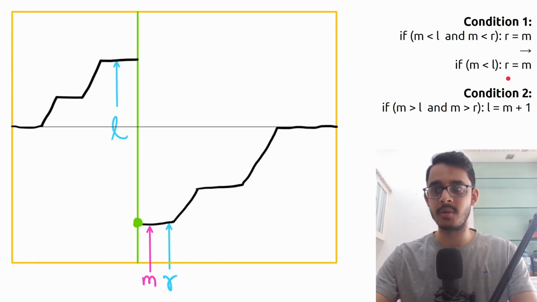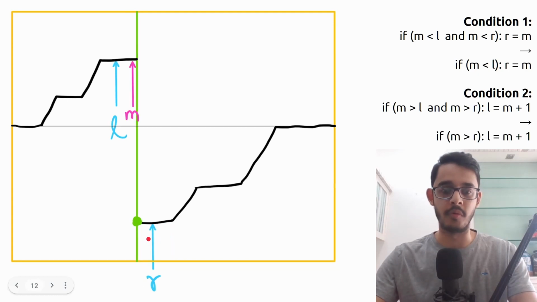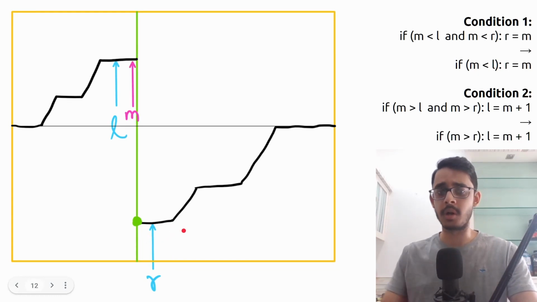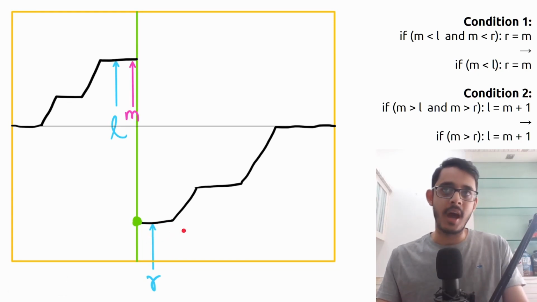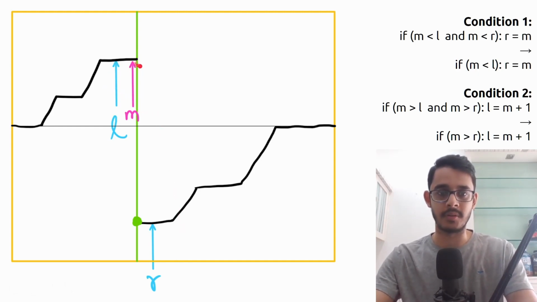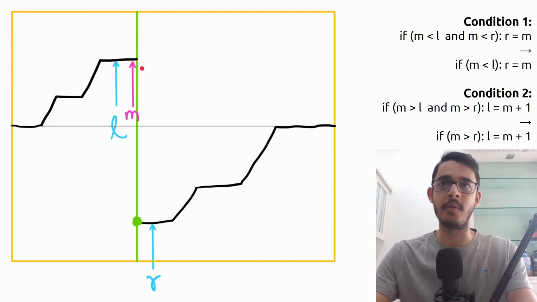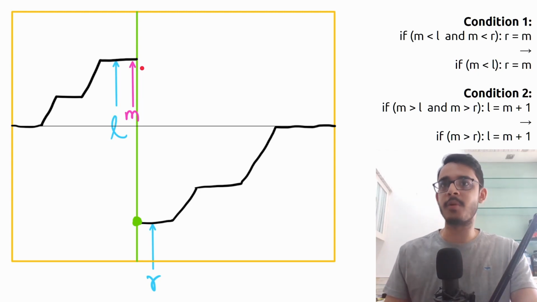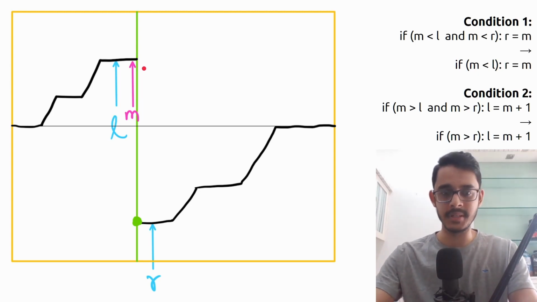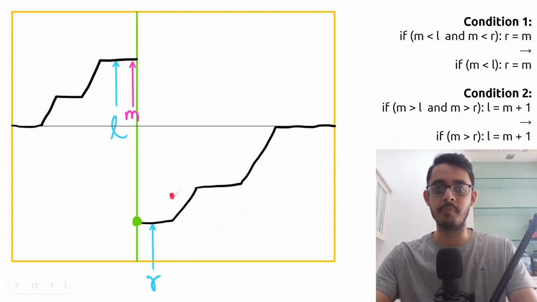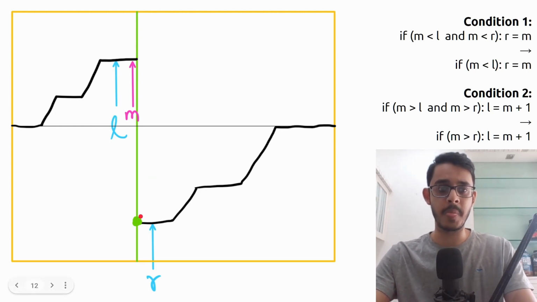So in this case, R equals M again. So R will move over here. Okay, now we have R and L again, so we can find the middle. What happens now? Similar to what we saw previously, M is greater than R, for sure. So we are looking at condition 2, where we want to move in the right direction now. We want to cancel the area between L and M.